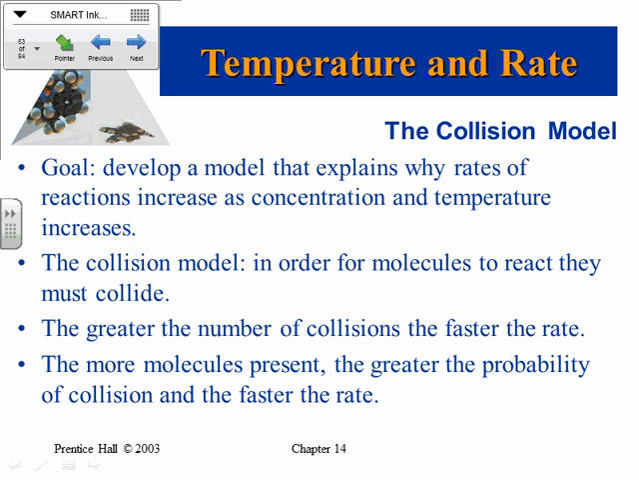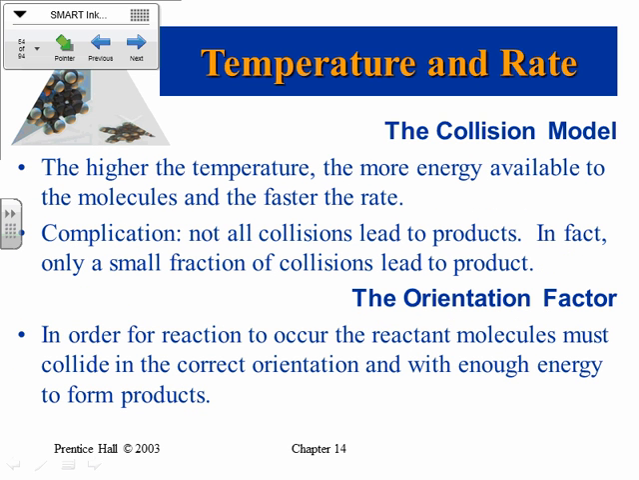There we go. Okay, so the greater number of collisions, the faster the rate, okay? And the more molecules we have present, obviously, the greater the probability of them hitting one another. That has to do with concentration, right? The more molecules we have, the faster the reaction is going to go. But then temperature can also affect it, okay? Because if you increase the temperature, now these molecules are moving faster, and if they're moving faster, they hit one another more often. And that's going to increase the rate.